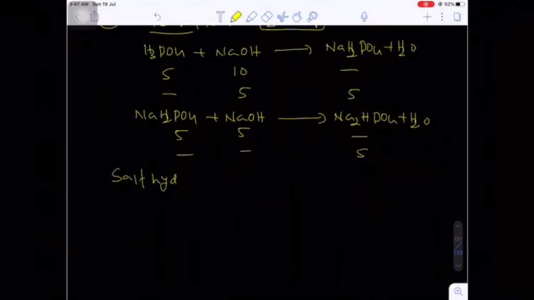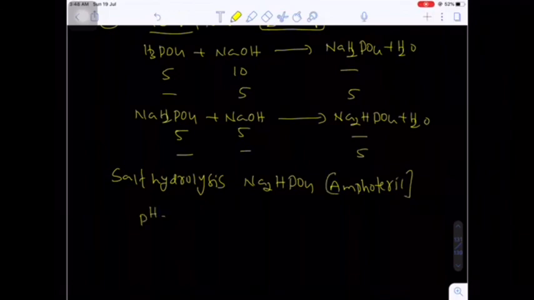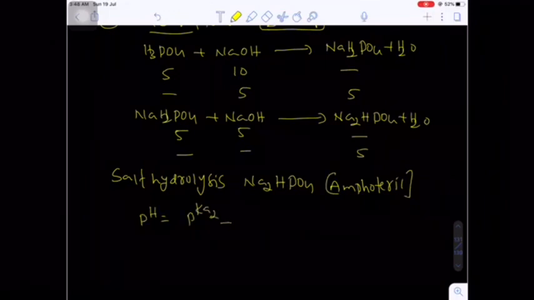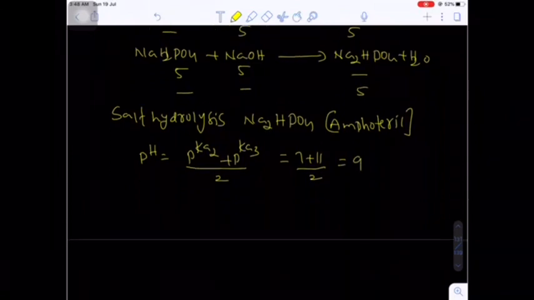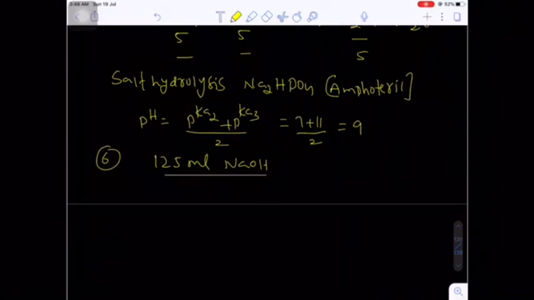Now this is the second equivalence point. From here we consider salt hydrolysis, that is the disodium hydrogen phosphate. Again it is an amphoteric species. For such species, what is the pH? pKa2 plus pKa3 divided by 2. Are you getting my point? That is 7 plus 11 by 2, that is 9.